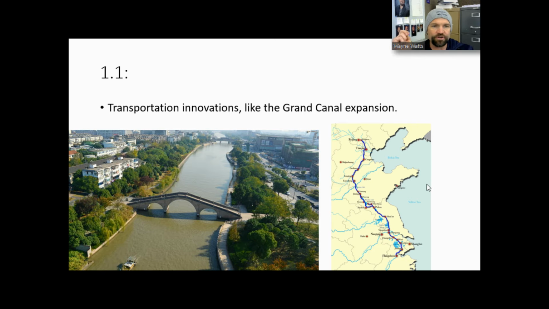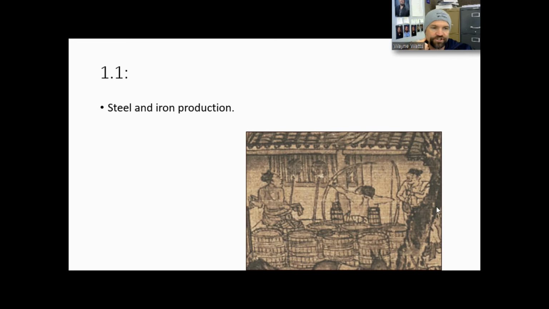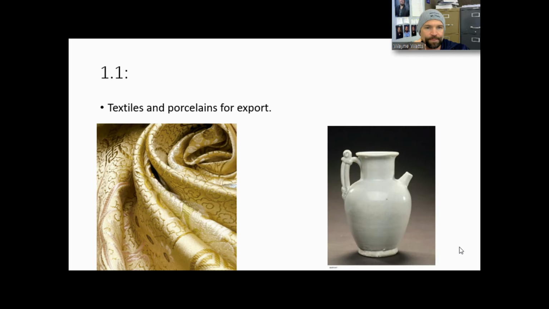Transportation innovations also occurred, like, for example, the expansion of the Grand Canal, which connected together the rice-growing regions of the Yangtze Valley with the more populated areas in the north. In China, during the Song dynasty, they also had a lot of production of steel and iron in this time period, which can be seen in the Kaifeng scroll in the Qingming festival, where you can see barrel makers bending metal so they can put them around barrels, for example.